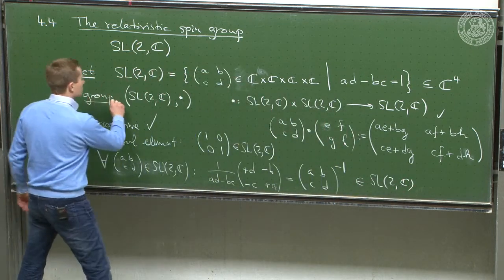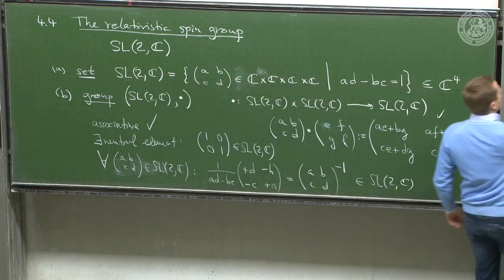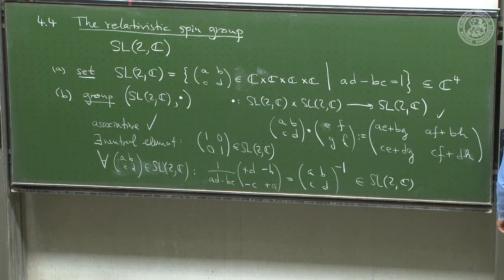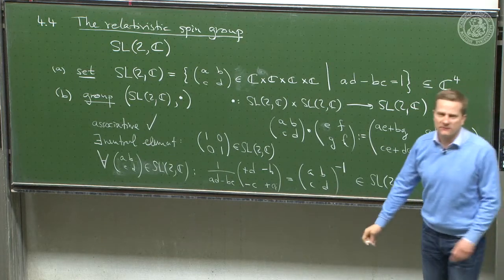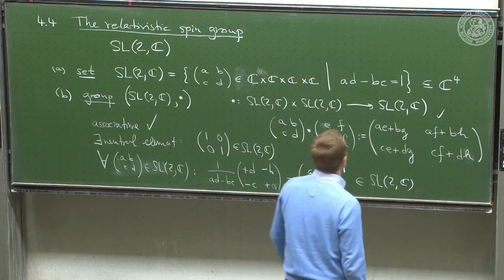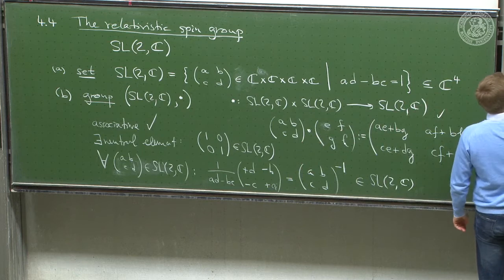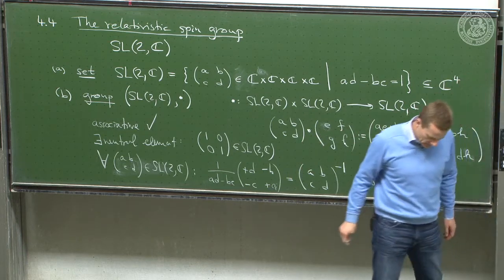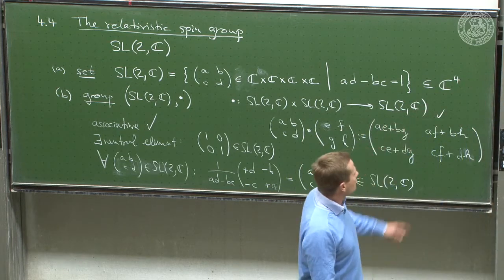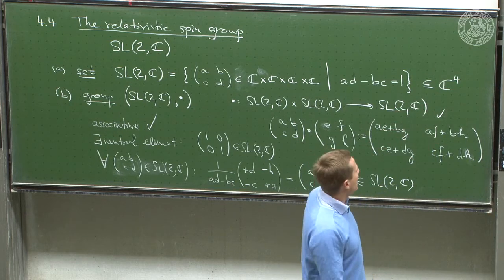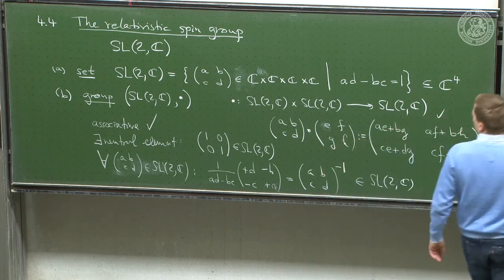So at this point, we learned, indeed, SL2C, this set, together with this operation, is a non-commutative, a non-abelian, but nevertheless, it's a group. Fair enough. But now we come to the next step. I want to think about this group now, about the set that underlies the group, as a topological space.